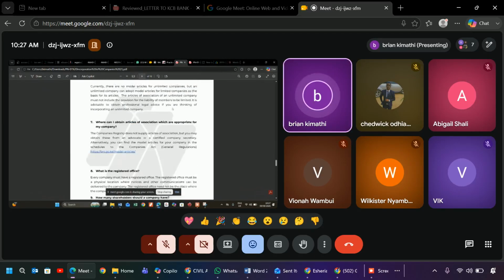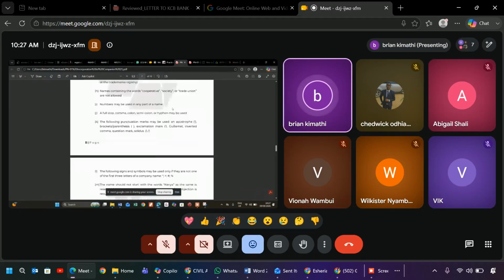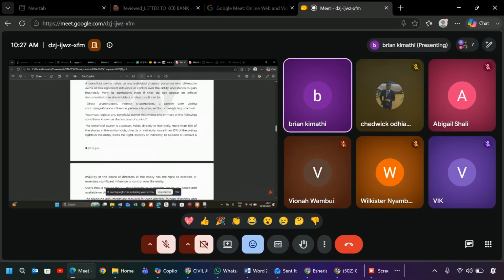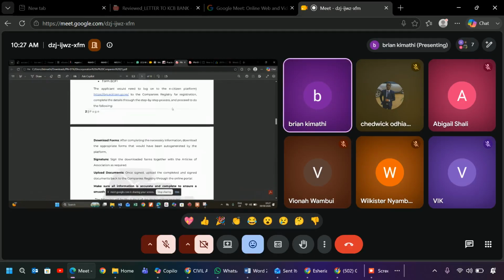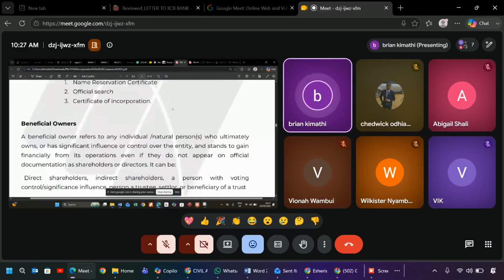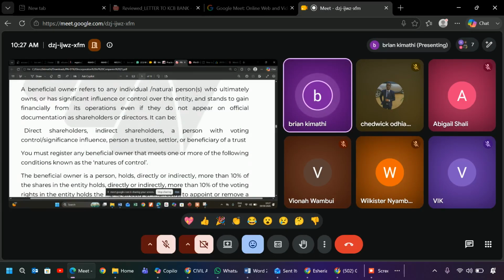So we were maybe looking at these practice notes, and we were here. So beneficial ownership, we saw it. A beneficial owner is any individual, natural person who ultimately owns or has significant influence or control over the entity and stands to gain financially from its operations, even if they do not appear on official documentation as shareholders or directors. It can be direct shareholders, indirect shareholders, a person with voting control or significant influence, a trustee, settlor, or beneficiary of a trust. So there's that part of declaration of trust and such. I think it is in the course outline, but we shall see it later.